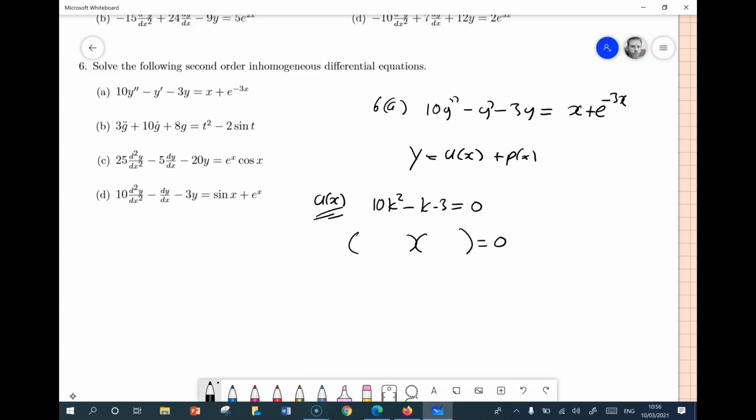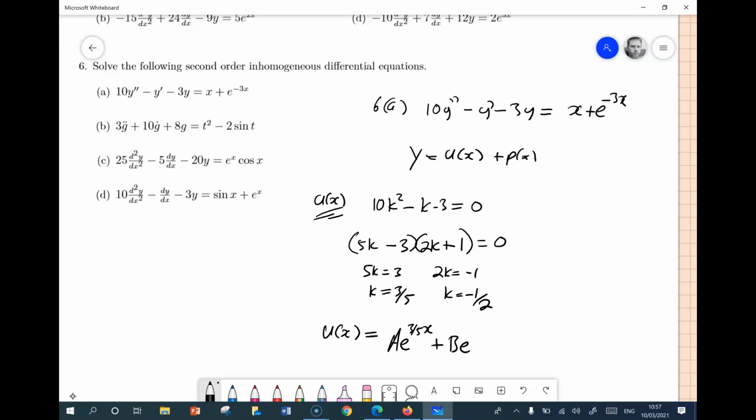So I'm going to make it up into 5k and 2k, and I'm going to go with my 3 here and my 1 here, and I need to have, let me think, a minus 6 and a plus 5. That'll do me fine. So 5k is equal to 3, and 2k is equal to minus 1. So k is equal to 3/5, or k is equal to minus a half. Okay, we have our standard solution to our characteristic equation, and that'll give us our u of x: a e to the power of k1 x, that's 3/5 x, plus b e to the power of k2 x, minus a half x.